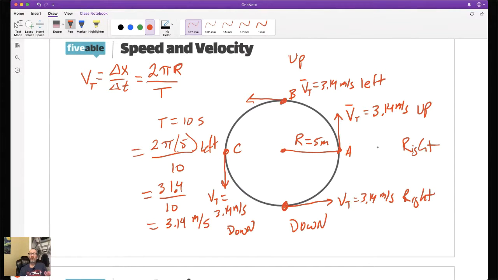So I know some of my students were like, that's really weird. And I don't think we really ever went through it like this. But what's cool is you can see how the speed is exactly the same at each one of these points. The speed does not change.